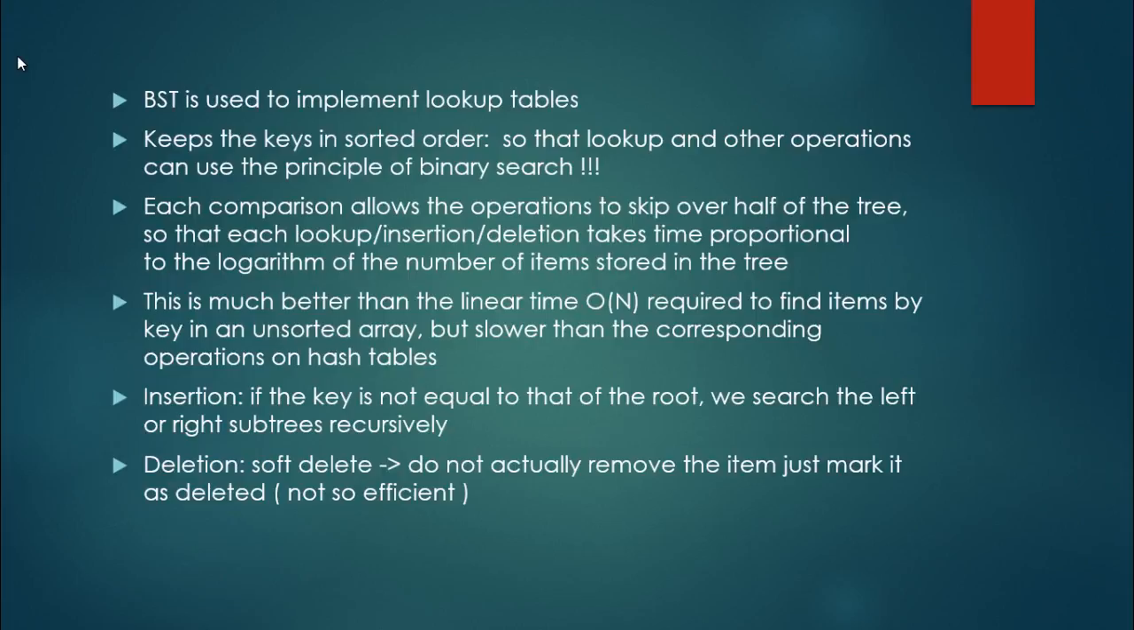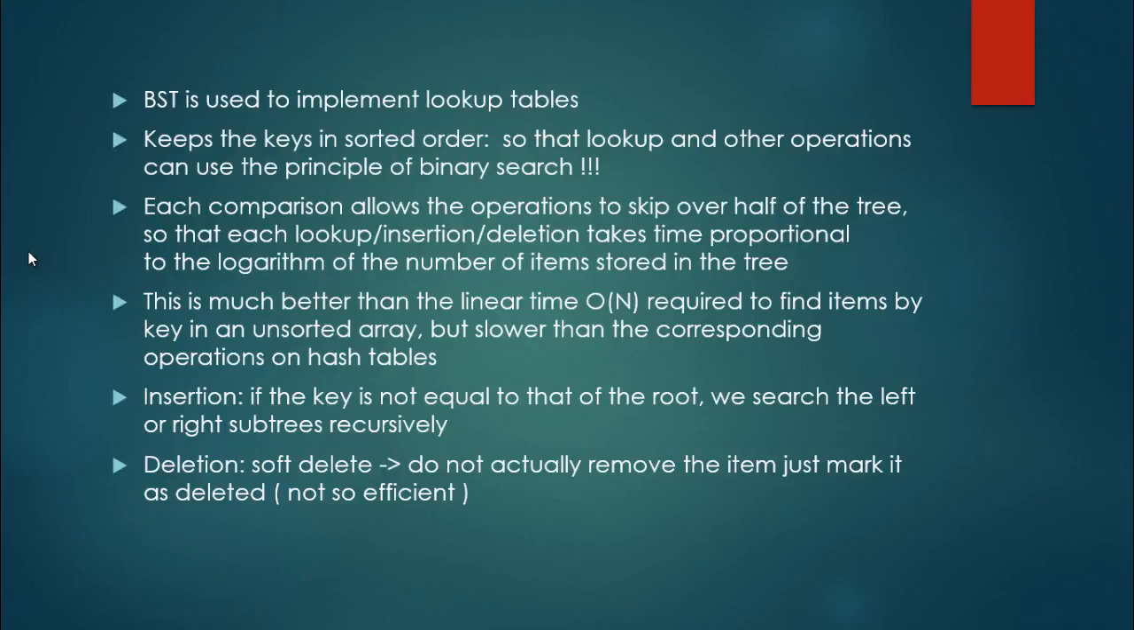So each comparison allows the operations to skip over half of the tree, so that each lookup, insertion, and deletion takes time proportional to the logarithm of the number of items stored in the tree. This is the logarithmic time complexity, of course. So this is much better than the linear time required to find items by key in an unsorted array, but slower than the corresponding operations on hash tables. We are going to talk about hash tables because the question is the same. We now construct a binary search tree, we achieve the logarithmic time complexity, and we again pose the question: can we do better? Can we reach, for example, constant time complexity? And the answer is yes, with the help of hash functions and hash tables.